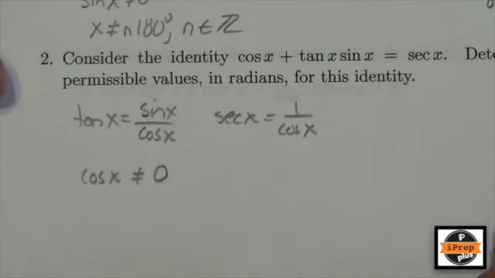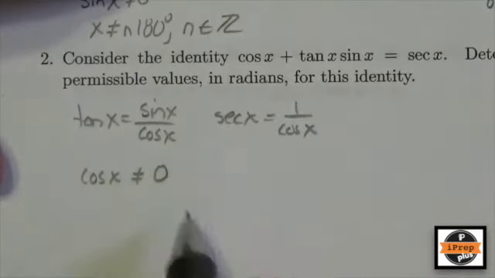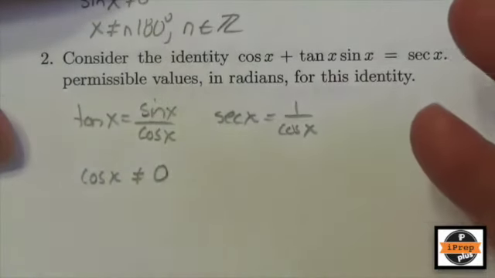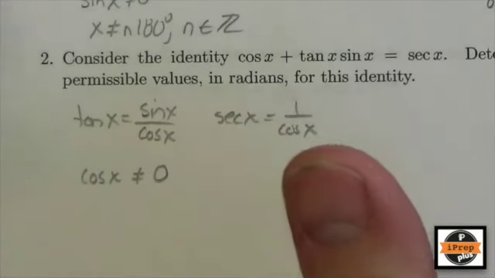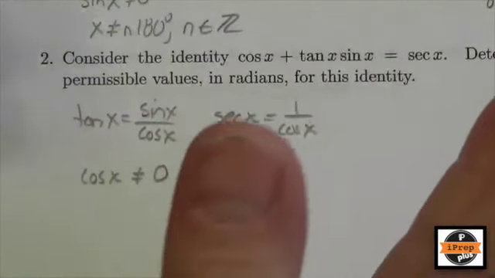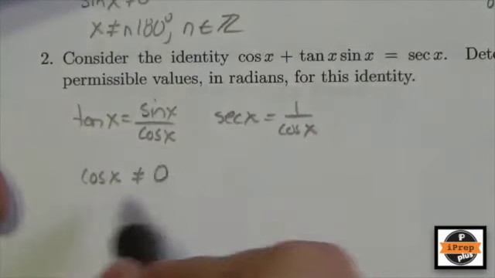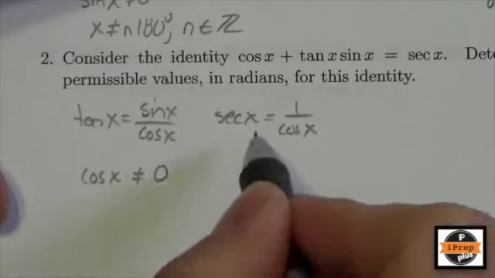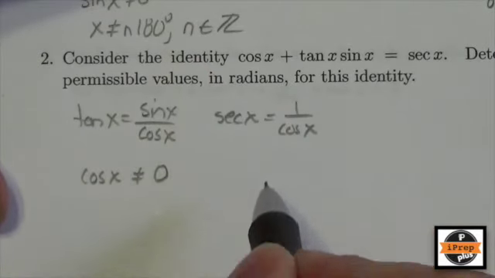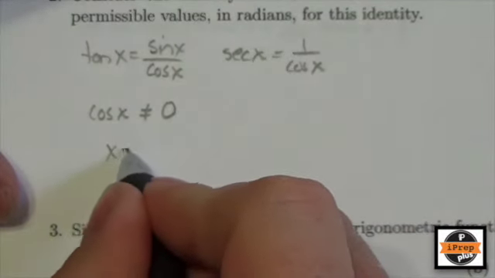Now let's think about this. Where does cosine become 0? Think about the unit circle, remembering that the cosine of an angle is associated with the x-coordinate of the point on the unit circle, the x-coordinate of the terminal arm. Where does cosine go to 0? Where does the x-coordinate go to 0 as you go around? Well, it's going to be on the y-axis. That's where x goes to 0. And what angles do those correspond to?